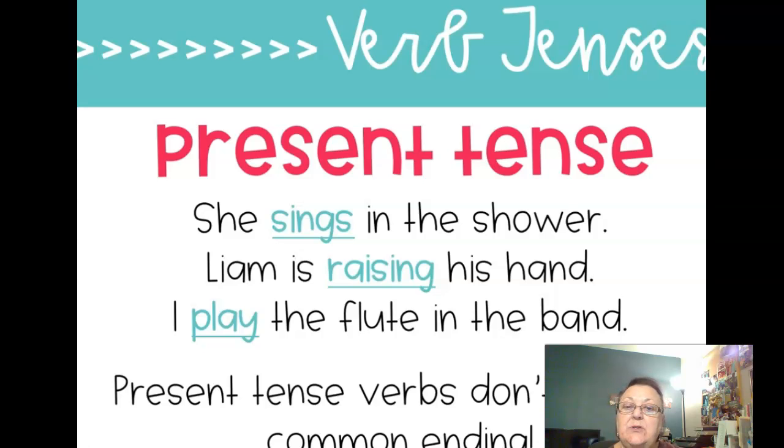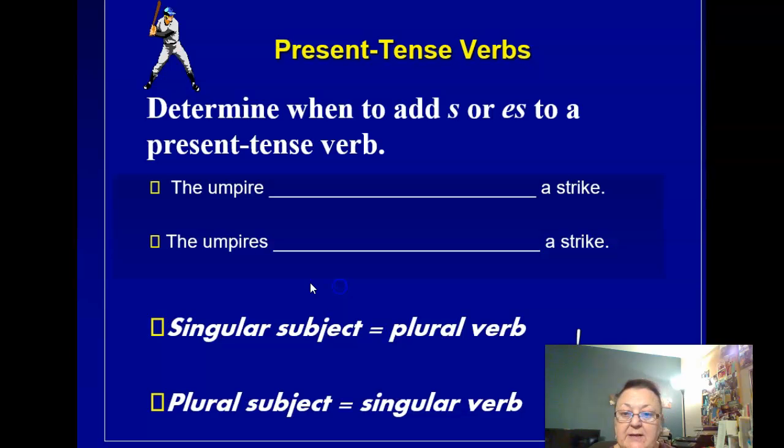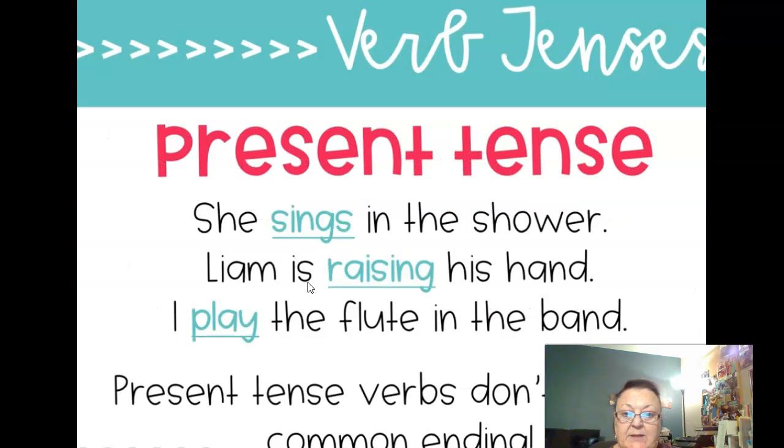For example, she sings in the shower. You notice sings here. That would be a present tense verb. Liam is raising his hand. Raising. Whoops, I'm sorry, I went too fast here. Raising would be a present tense verb. I play the flute in the band. Play is a present tense verb, meaning it's happening now.